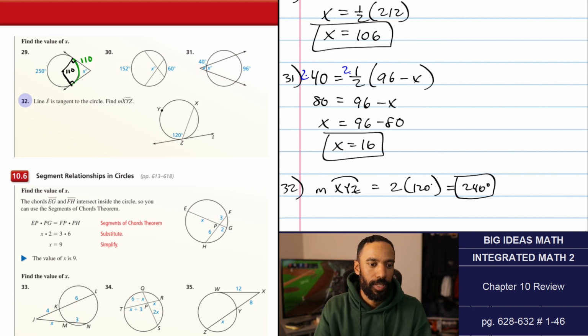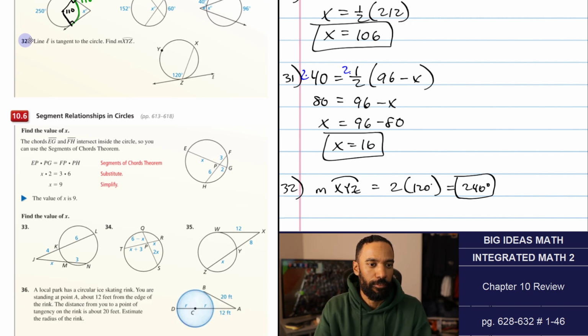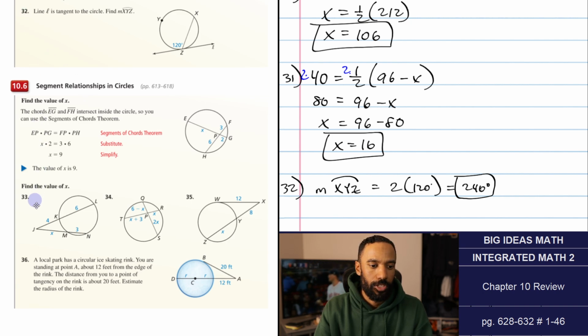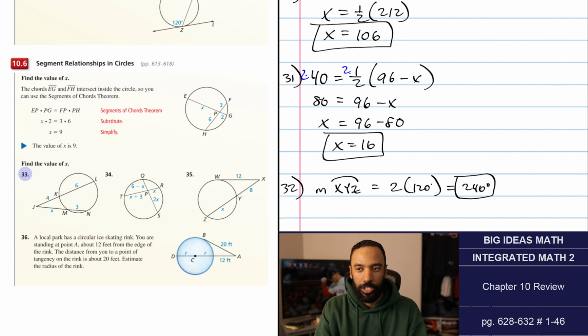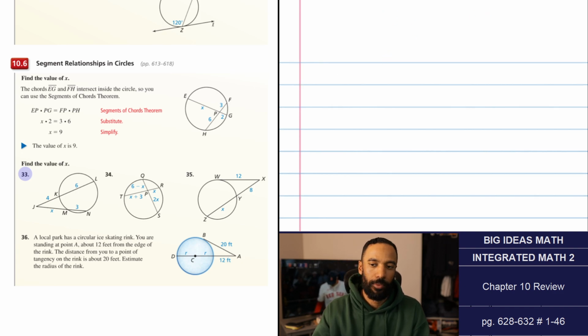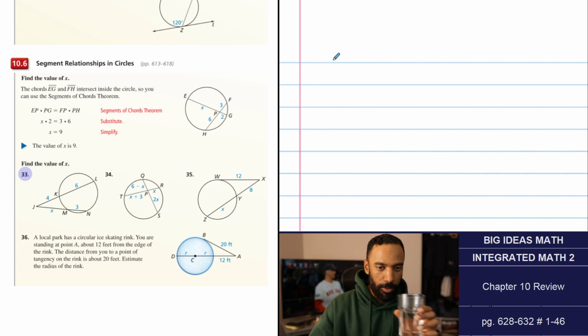Okay, let's go to section 10.6. Two more sections to go and 14 more questions. Let's move this down. Find the value of x. This time we're not talking about arc measures, and I don't think we're talking about them the rest of the time. Now we're talking about segment lengths. Give me one moment.